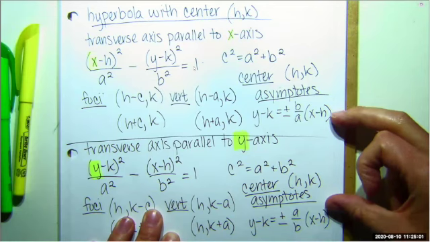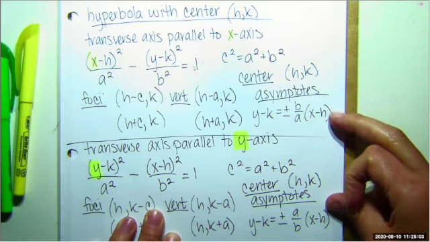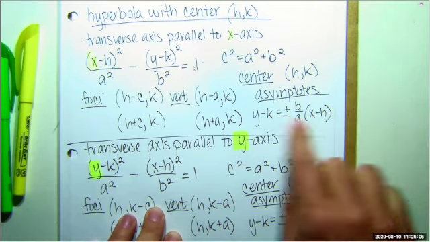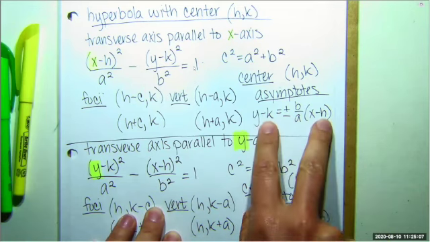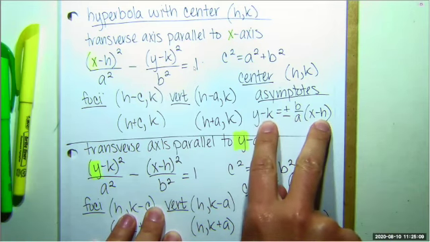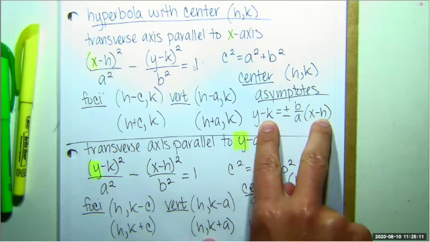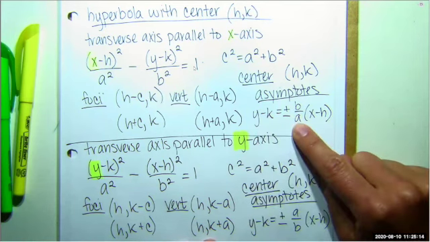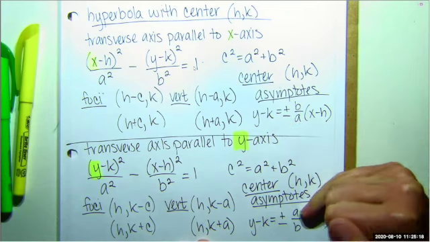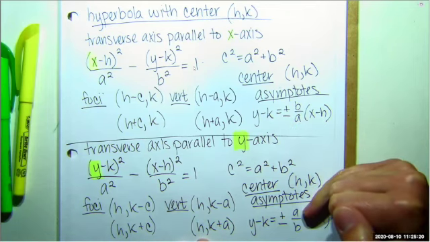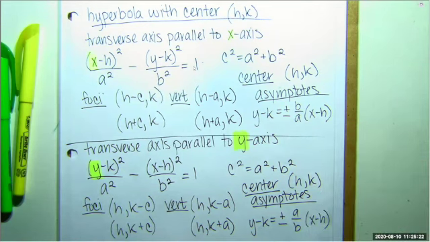This is point slope form for a line. So H, K is the center, so that means here's our point, H, K. And this is saying that the slope of our asymptotes is plus or minus B over A. Down here it's plus or minus A over B. So what's the difference?